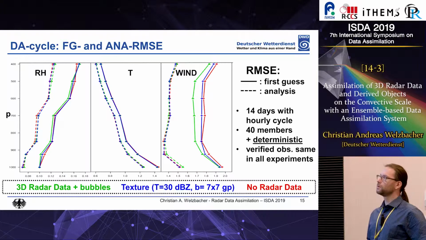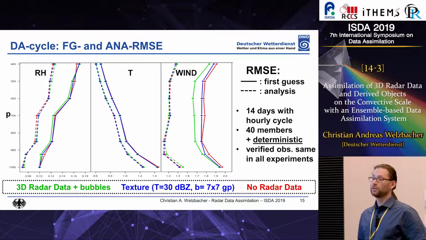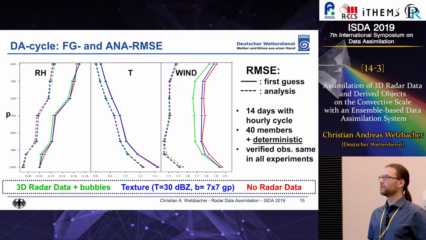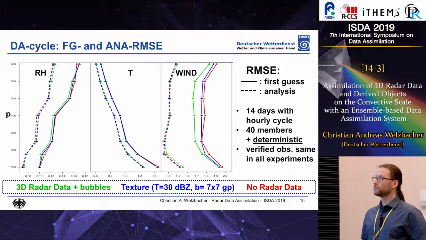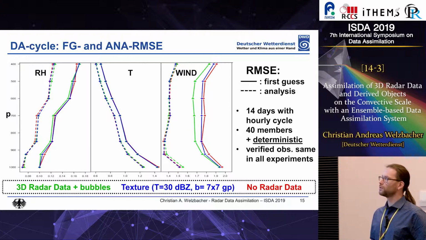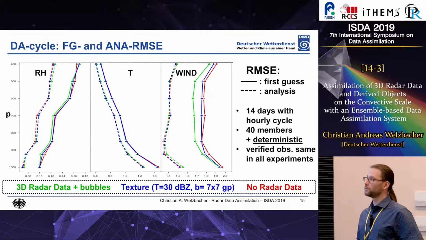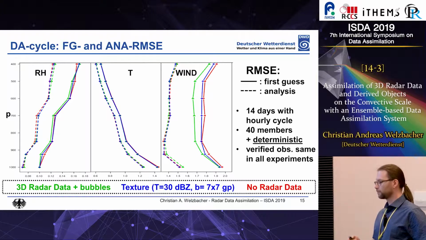But for the wind, which is the horizontal wind, we see a big impact of the 3D radar data assimilation, which of course makes sense, since we assimilate radial wind velocity, which of course helps that. But especially for the texture, we see that it's also improving against no radar data, which came somehow as a surprise to me. So we're doing also something right here. The statistics I took is about 14 days with an hourly cycle and 40-member ensemble, but we only look at the deterministic evaluation here. And the verified observations for this statistics are all the same in the experiments.